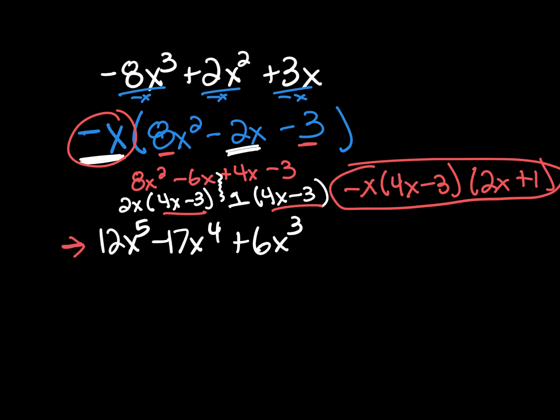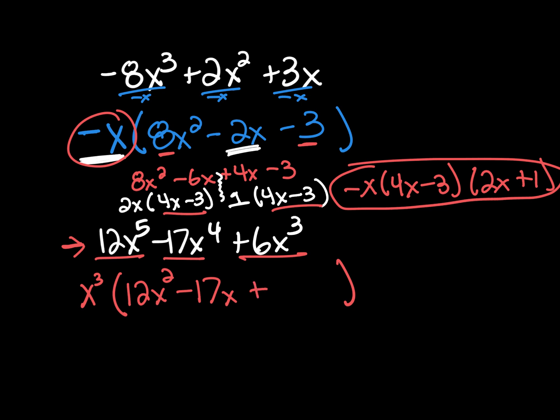12, 17, and 6 don't really have anything in common. But I do see they have x's. So the GCF of exponents is always the smallest one. So I know x cubed is my GCF here. So I'm going to divide all of these by x cubed, and I'm going to be left with a trinomial inside. So I'm going to have 12x squared minus 17x, and then this is going to be plus 6.